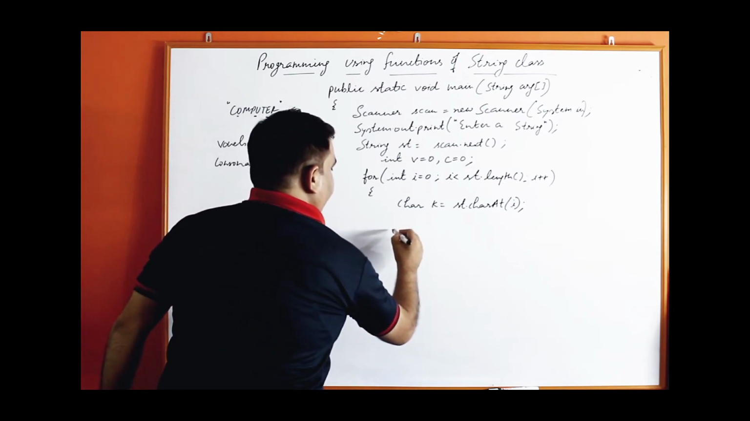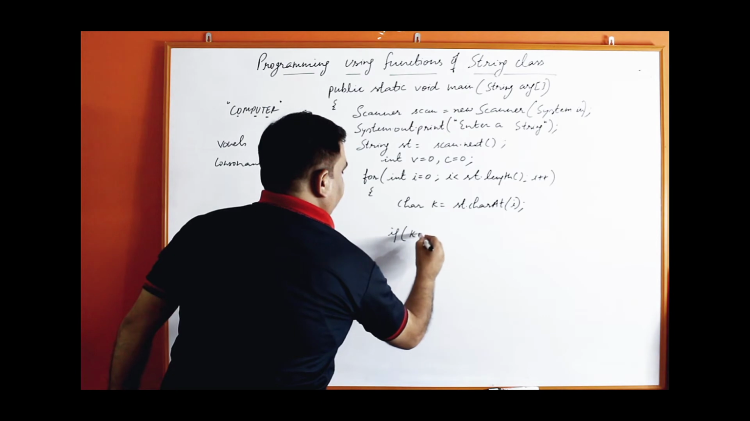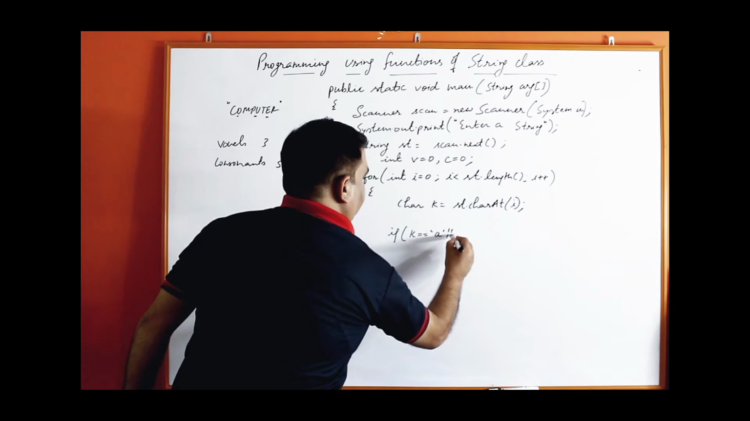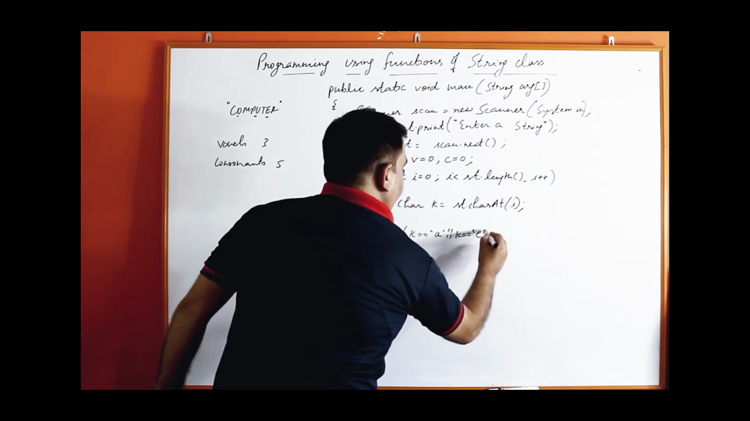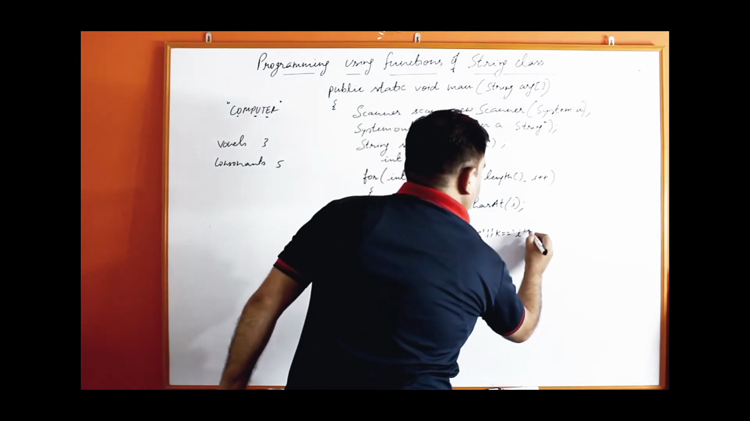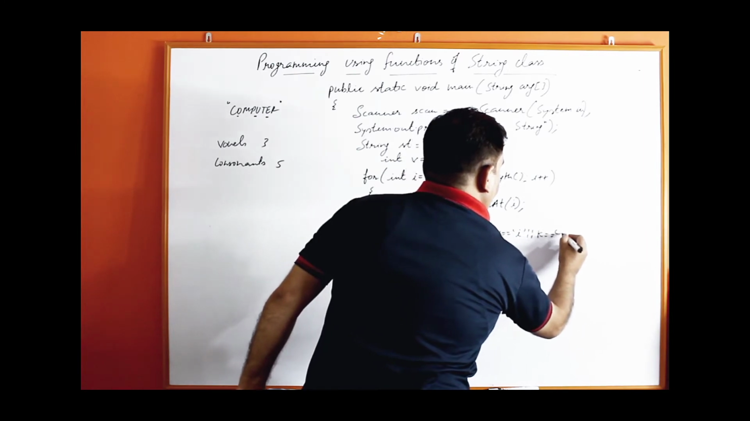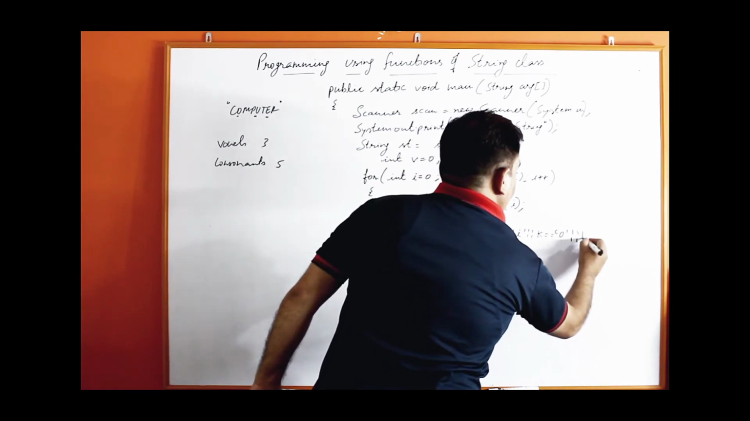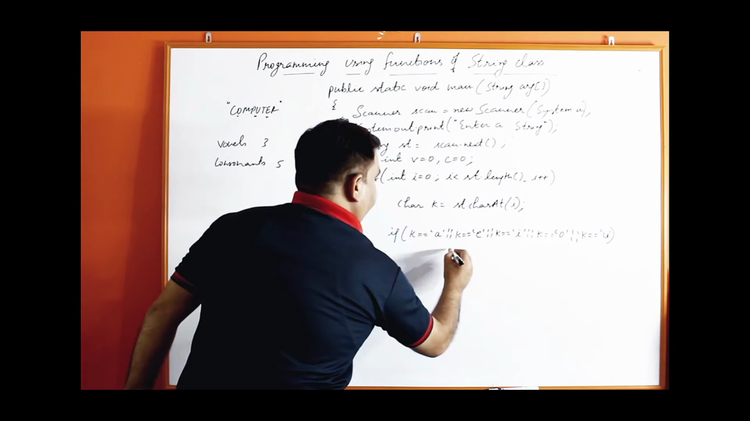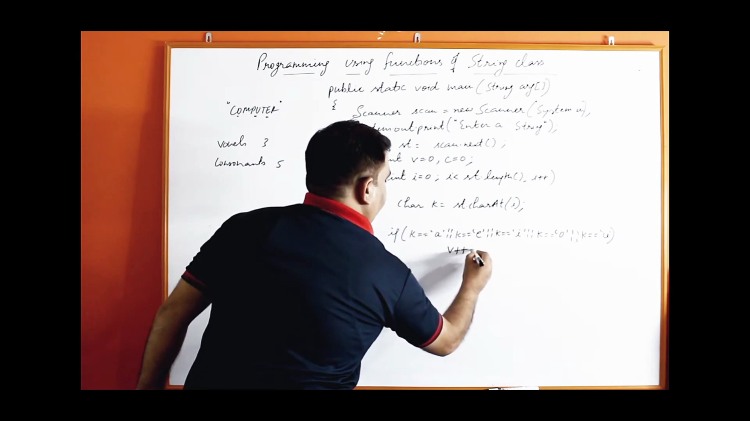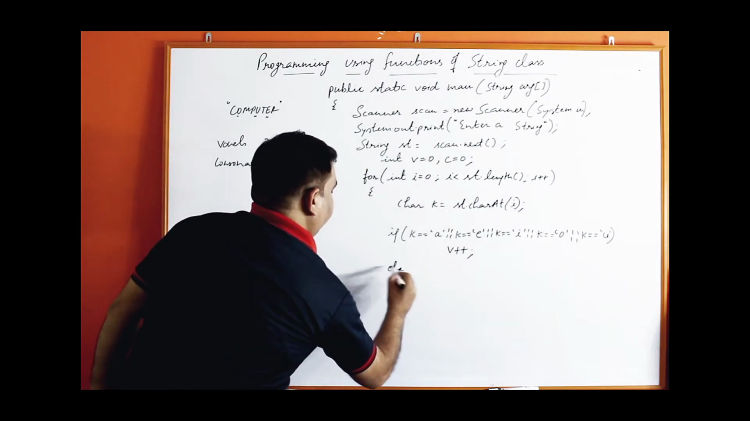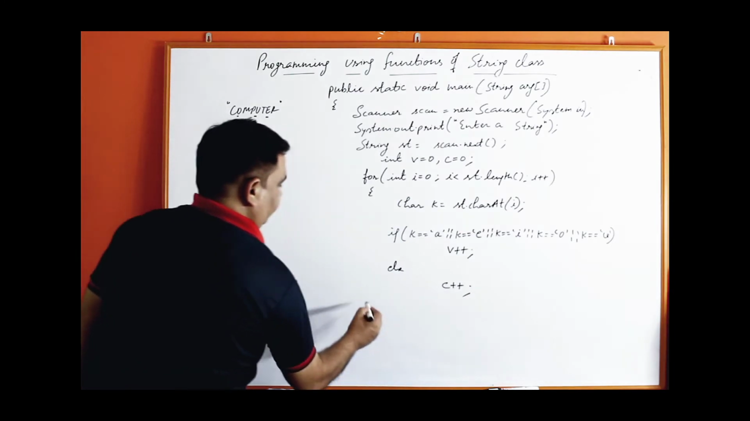I am going to put a condition: if k equal to a, or k equal to e, or k equal to i, or k equal to o, or k equal to u, then v plus plus, the variable which I have taken for the vowels. Else, I am writing else: if it is not a vowel, then it can be a consonant. And now closing the loop.